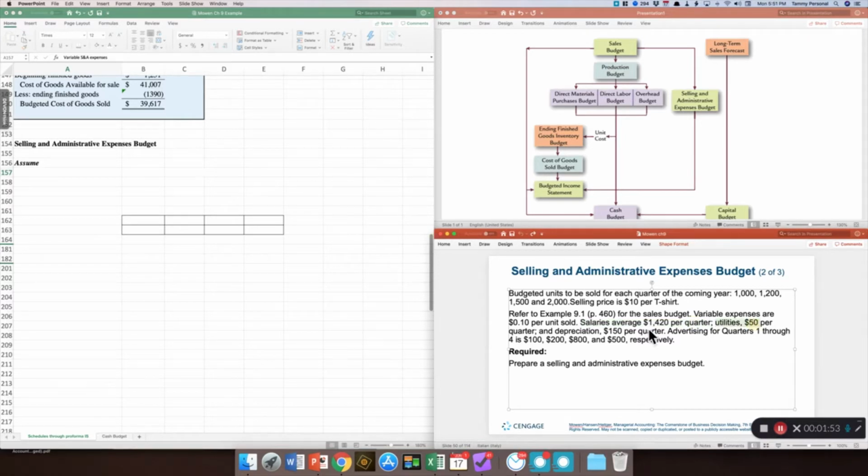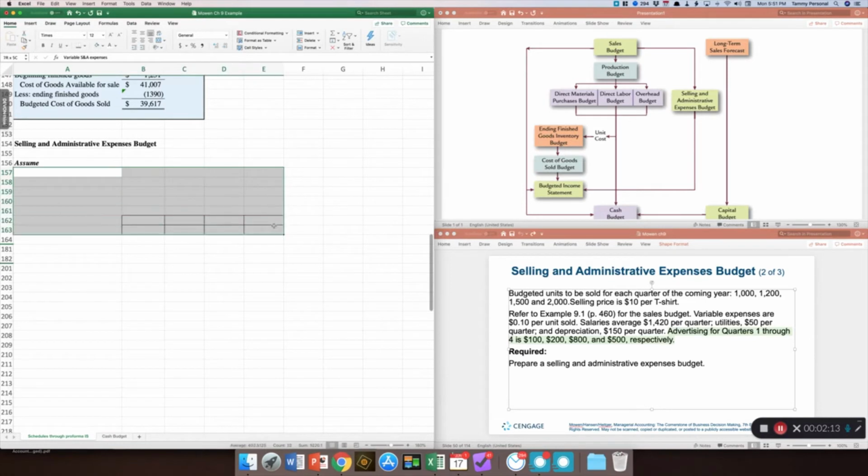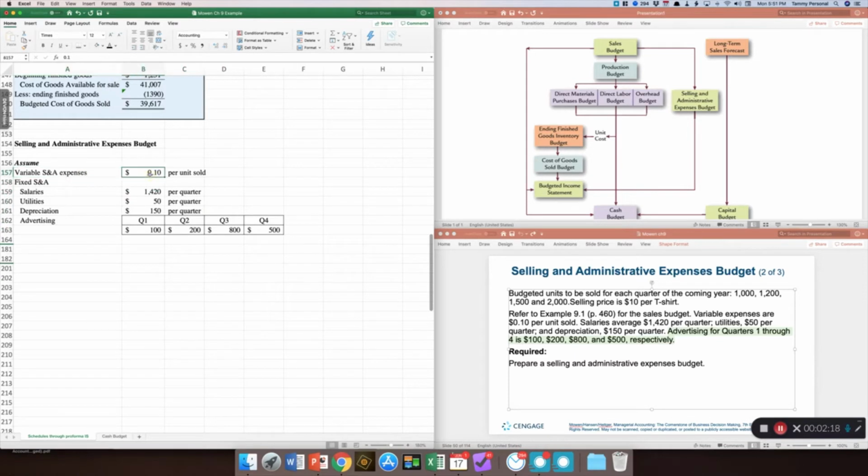Utilities are also given, and then advertising, although it changes over the course of the year, is still a fixed expense. It's not going to vary with the level of sales. So although it is not constant, it's still considered to be a fixed expense. So here are all these assumptions that I wrote in the spreadsheet, written out. And you'll notice that these advertising expenses that change over each quarter, I've written them out in columns to make it easy to do the calculations. Okay?